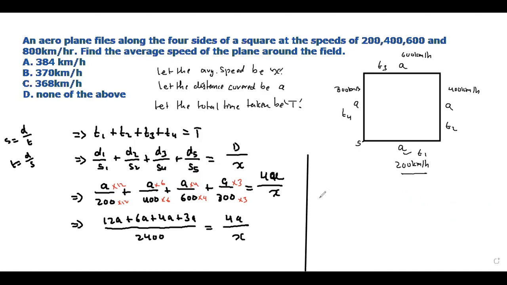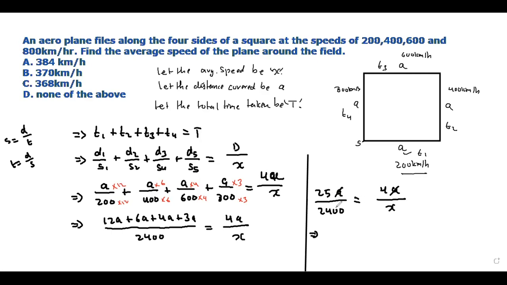You will get the answer 25a to 2. 25a divided by 2400 is equal to 4a divided by x. We have to find the value of x. You can cancel this a, right?